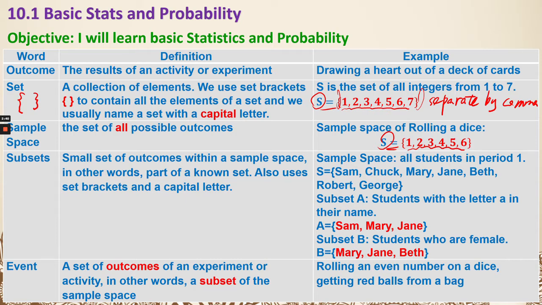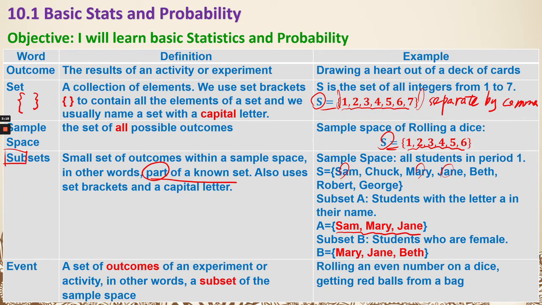Next, subset. Subset means a small set of outcomes within a sample space. In other words, because it has this sub, it actually means part of a known set. And we still use set brackets and a capital letter to represent it. Sample space, let's say all students in period 1, the sample space is we have Sam, Chuck, Mary, Jane, Beth, Robert, and George. Subset A is defined as students with the letter A in their names. Well, Sam has it, Mary has it, and Jane has it, so we put these 3 in a set and define it as A equals.